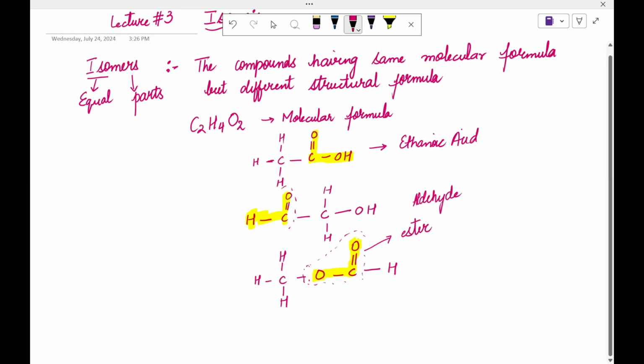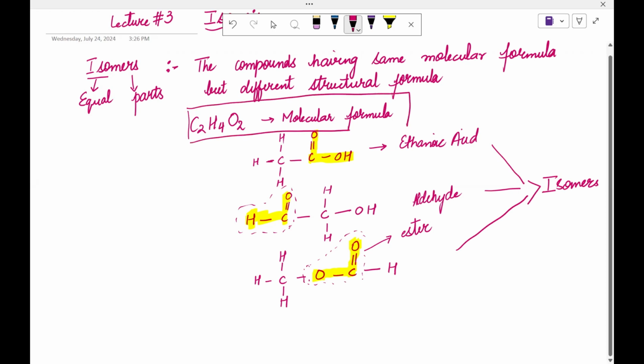So they all are basically isomers, because they have different structure representations, although their molecular formula is the same. Okay, so let's move further towards the structures and some more types of isomerism.